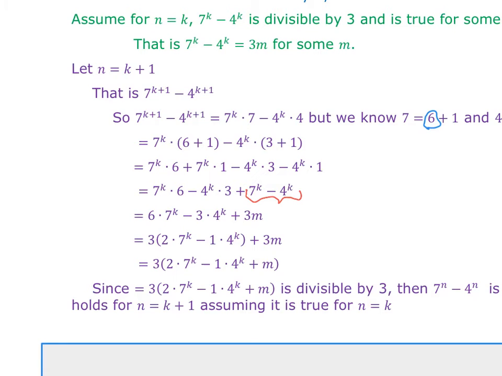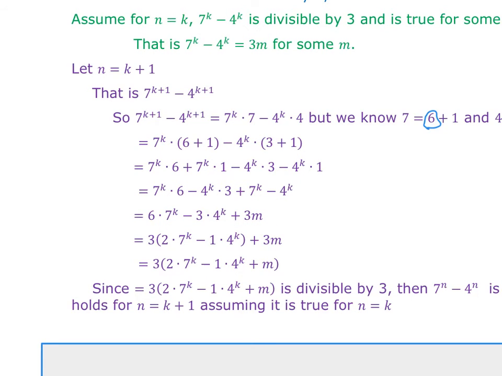Now, once I have done that, I know from my third step that that part, because I assumed it was true for k, must be divisible by 3, and in fact what we said, it was equal to 3 times m. When I take a look at this step, all I did was I replaced my 7^k minus 4^k because of this. Because I said it was true for some k and for some n, that 7^k minus 4^k is equal to 3m.